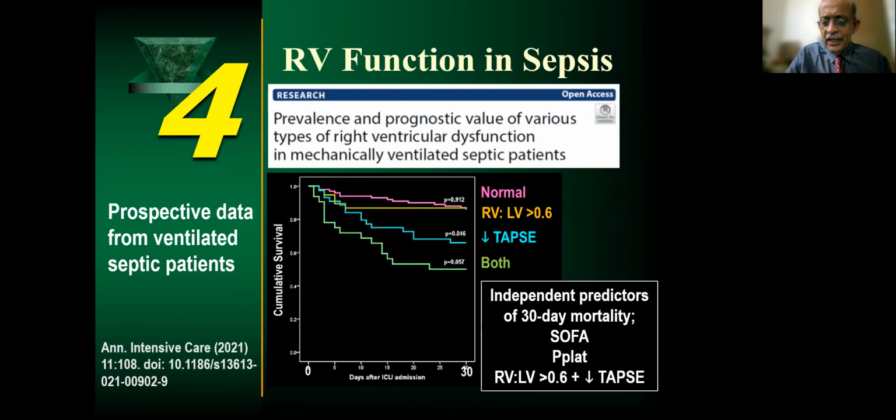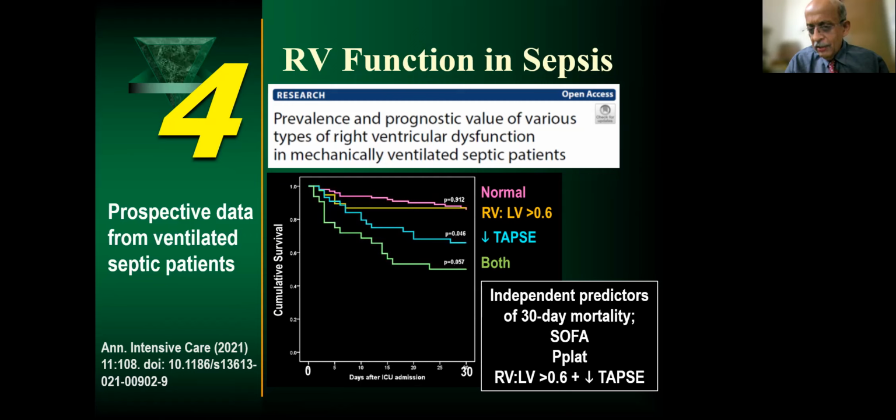The only other area that I found interesting in this analysis of hemodynamics was the value of the measurement of right ventricular function, particularly in septic ventilated patients. This paper seems to imply that if you have right ventricular dysfunction, it is an independent predictor of poor outcome.